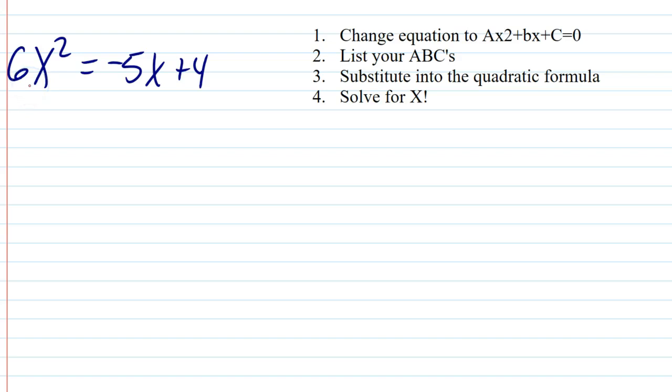Now let's do some work. You have 6x squared is equal to negative 5x plus 4. Step 1, put the equation in standard form. That means I'm going to have to move the negative 5x and the 4 to the left-hand side.